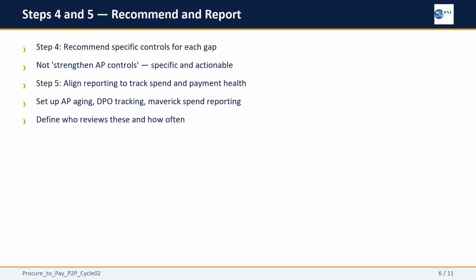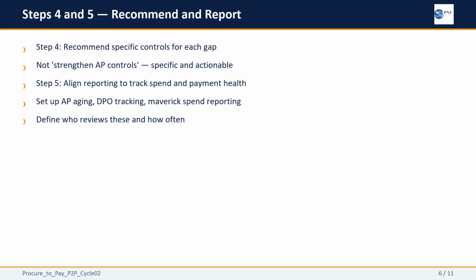Step 4 is where advisors often underdeliver. Telling a client to strengthen AP controls is not advice. It is a placeholder. Recommendations must be specific and actionable. Not improve the 3-way match process, but implement a system-enforced 3-way match that cannot be overridden without dual authorization and a documented exception log. Not improve vendor master controls, but require dual authorization and phone verification for every vendor bank account change, with a monthly audit of all changes made.